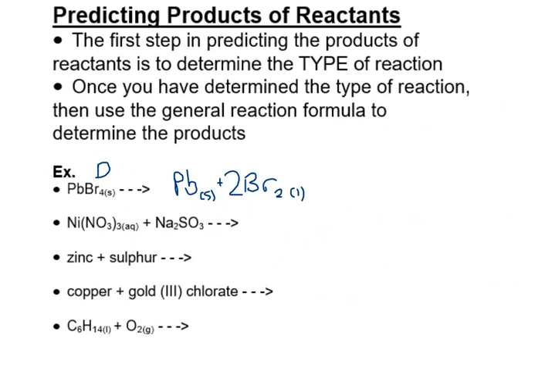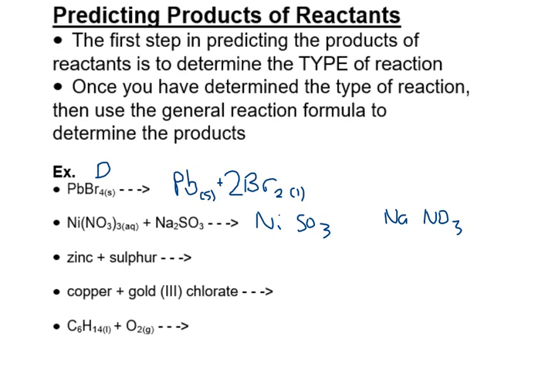So nickel is currently with nitrate. Nickel was with the NO3. Let's put nickel with the SO3 now. And sodium was with the SO3. Let's put sodium now with the NO3. So that's kind of the basics I'm starting with. I just did the old flipperoo. This one and this one, they switch spots.